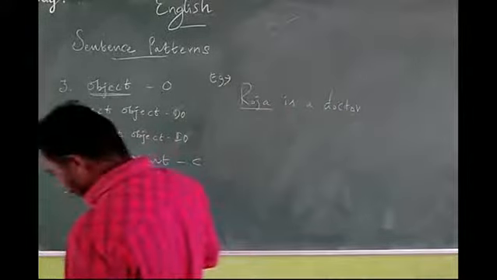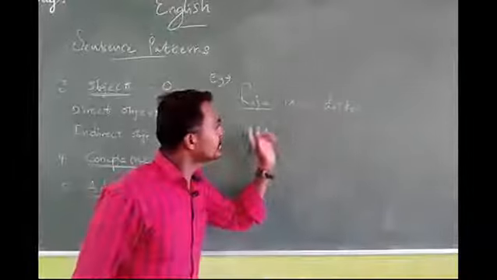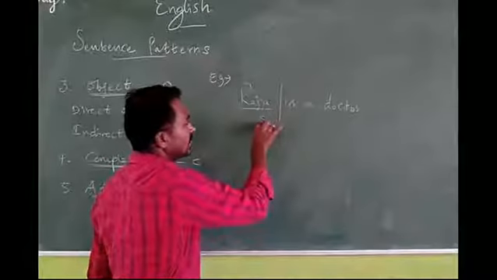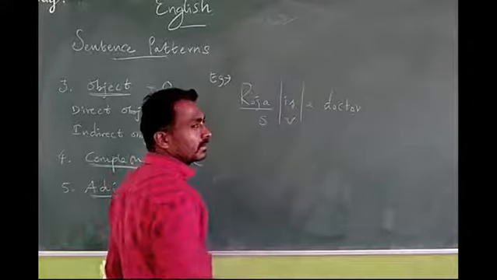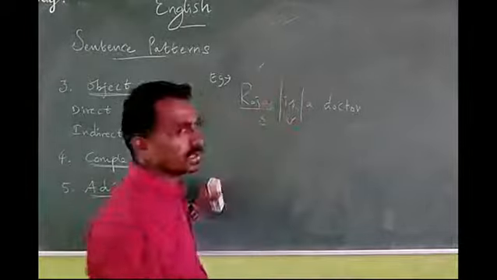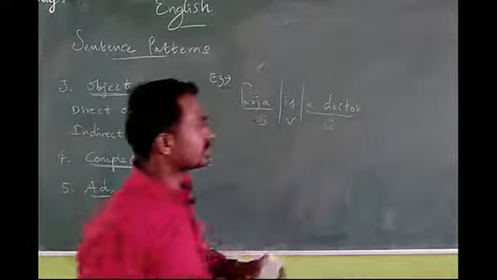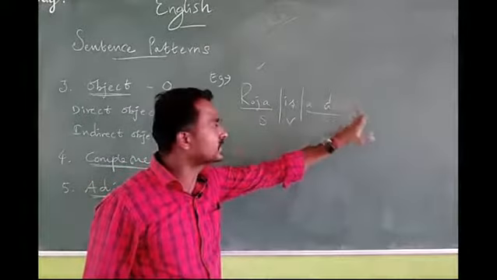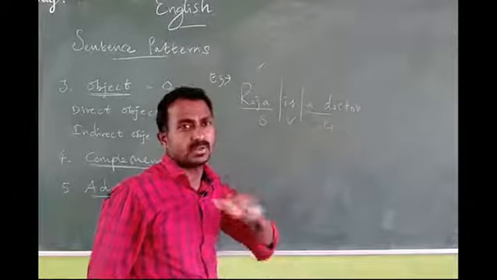Here the group of words which makes the sentence complete is the complement. Roja is a naming word, the subject. Is is the verb, a be verb. And here, who is Roja? That is the complement. The complement always comes as a noun or an adjective.